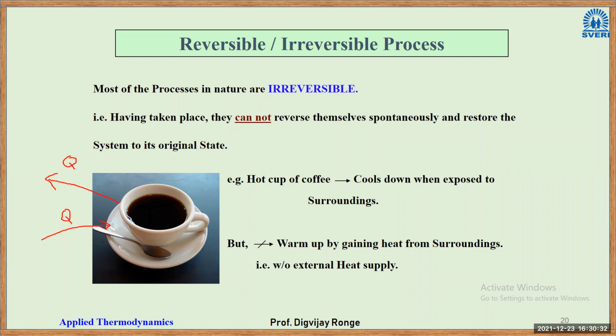It is possible only by Dr. Strange. He can reverse the process and he can again increase the temperature of tea or coffee. But in actuality, it is not possible. That is why it is an irreversible process.